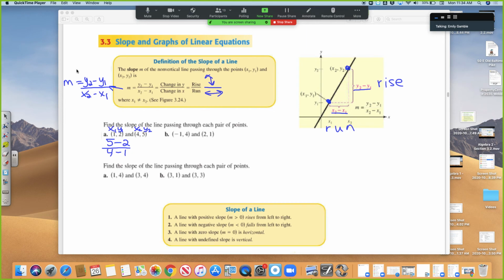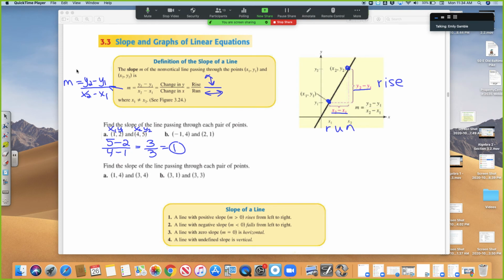Sure. Well, 5 minus 2 is 3. 4 minus 1 is 3. So we get here that our slope is 3 over 3. I would just simplify that to be 1. That means that this slope is 1, or 1 over 1. That means the rise is 1. To get from one point to the next, you would go just up 1. And you would then have to go over 1, up 1, over 1 for this.